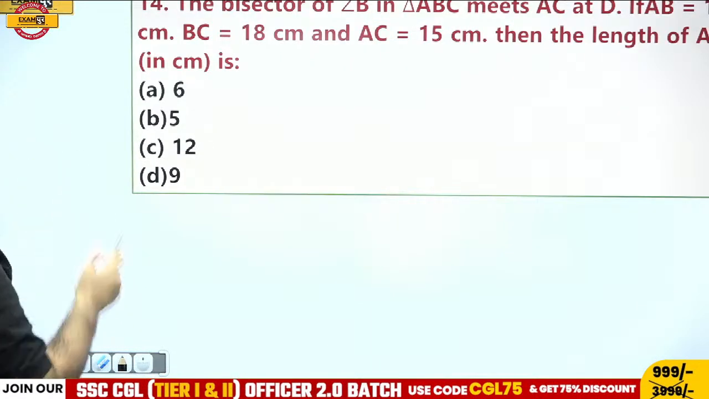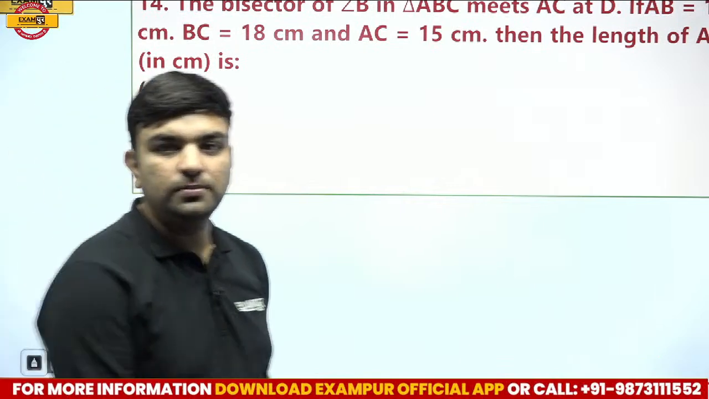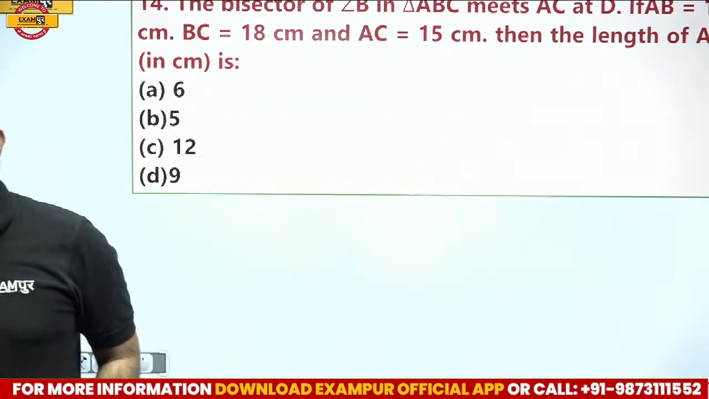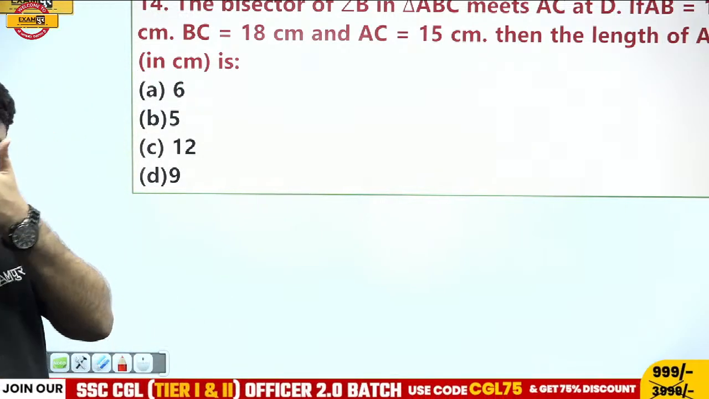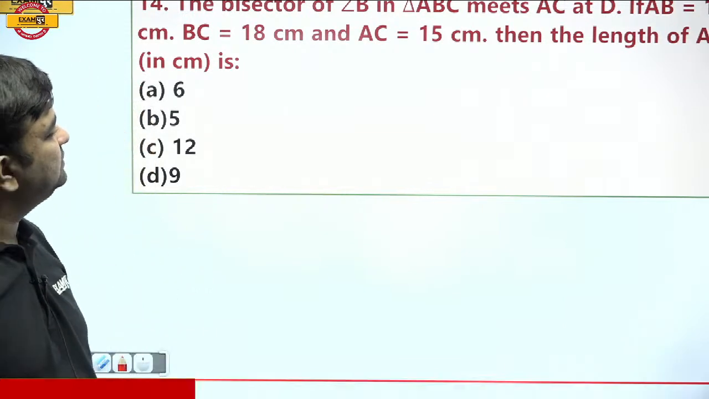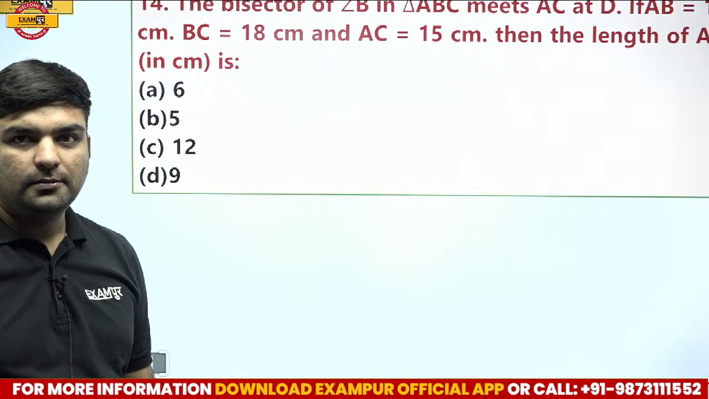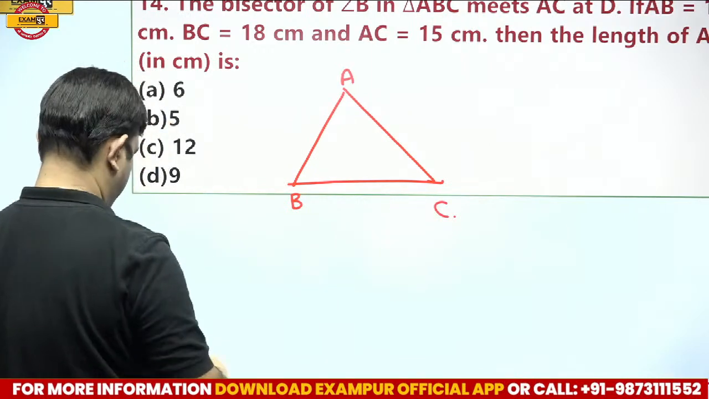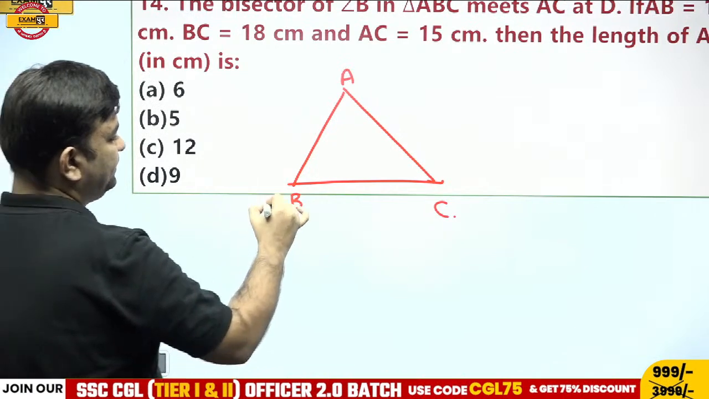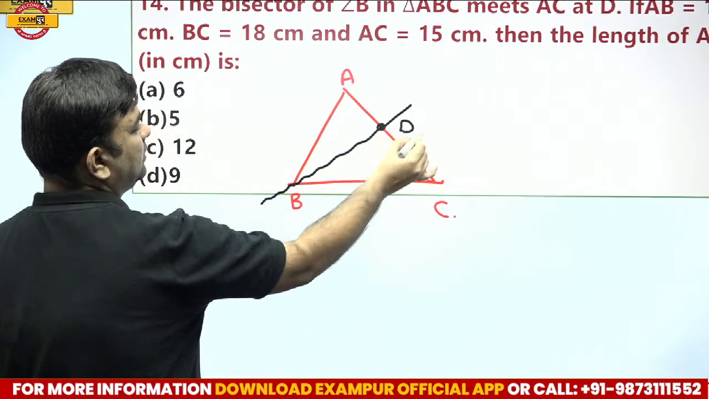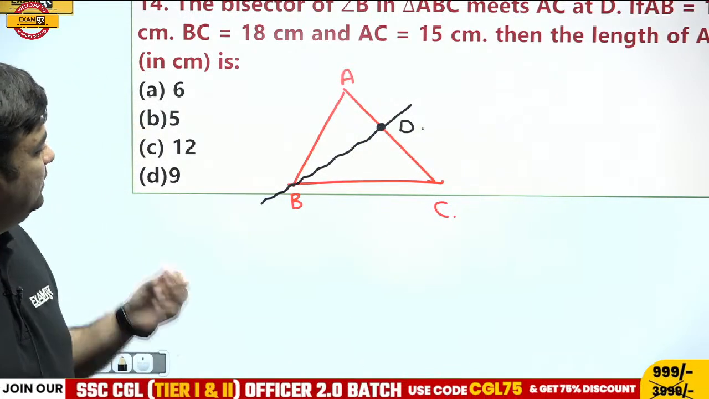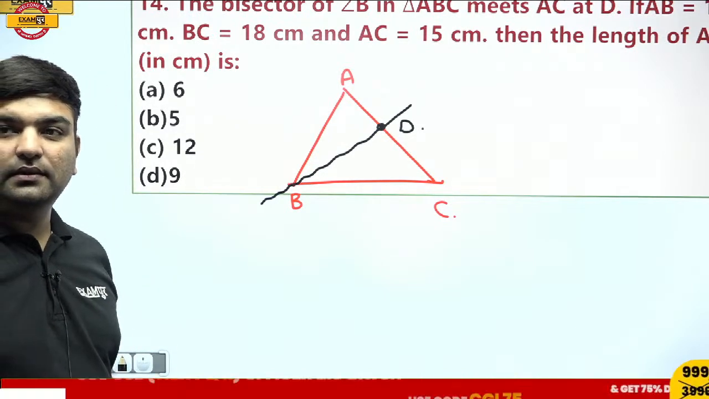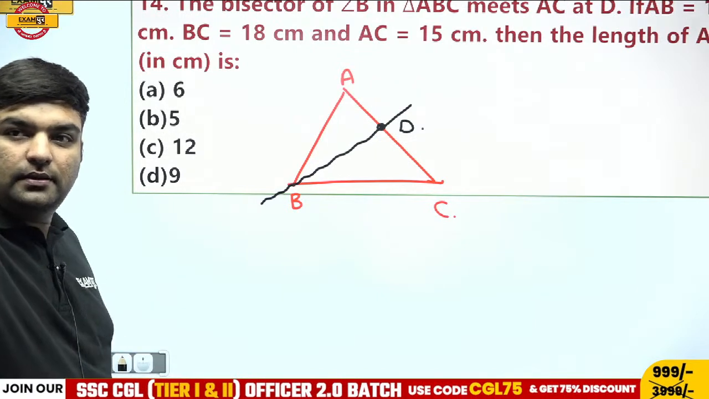Next. The bisector of angle B meets AC at D. I think AB is not visible. AB is 12. It needs to be corrected.